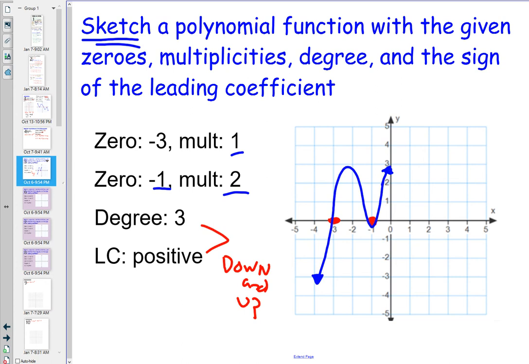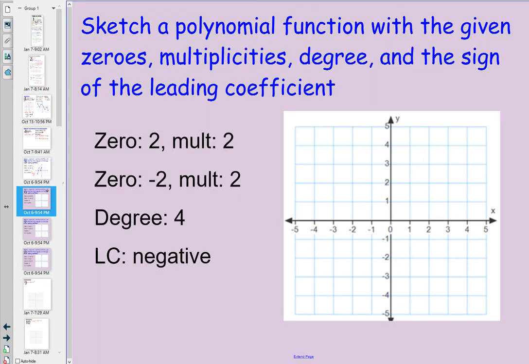Questions there? Good. All right, let's go to the next one. This one has zeros at 2 and negative 2. With an even degree and a negative lead coefficient, you should have identified your end behavior as being down and down. So I just put my arrows outside of those points.